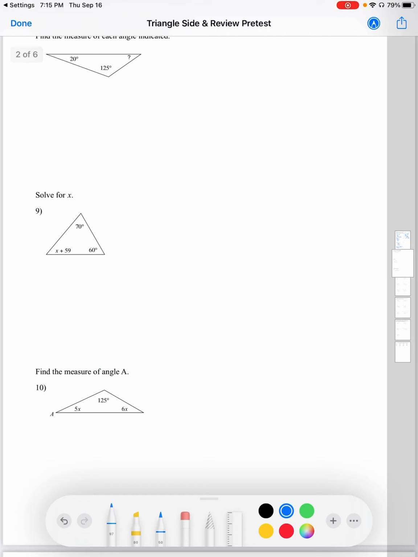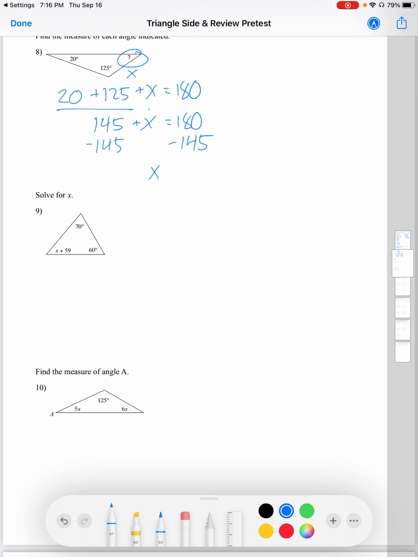All right, moving on. Find the measure of each angle. We know all three angles add up to 180, so 20 plus 125 plus, I'm going to call this x, has to equal 180. Combine those, 145 plus x equals 180. Subtract 145. X is 35 degrees.